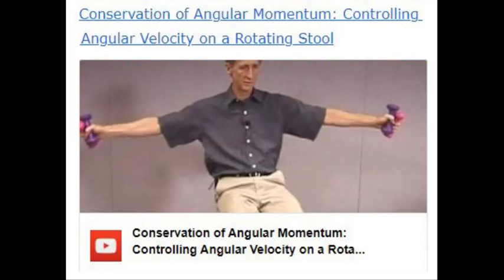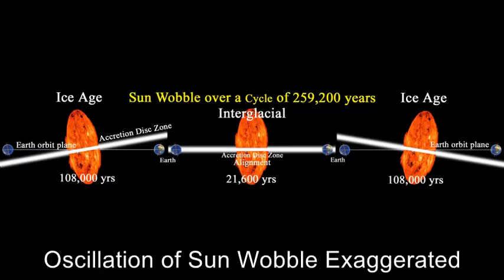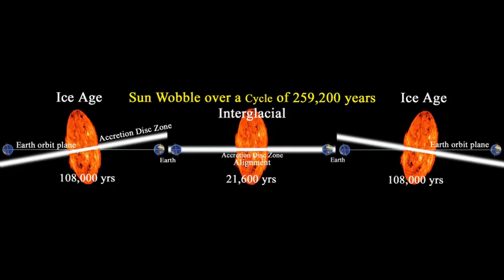Does that mean that when the Earth's orbit is aligned and within the accretion zone of the Sun, the mass of the Sun is added onto the Earth as if larger weights were added onto the chair spinner's arms in the video? If that is the case, then the angular momentum of the Earth would be dramatically decreased during an interglacial period when the Earth is aligned with the Sun's accretion zone.